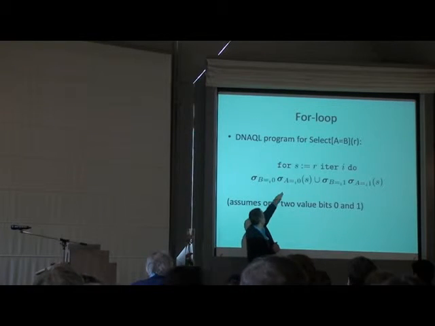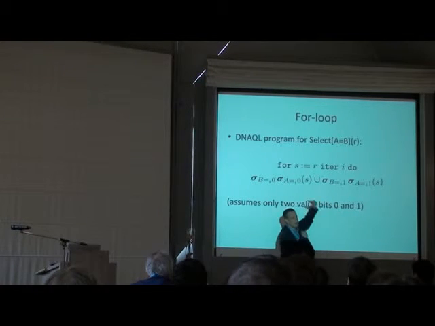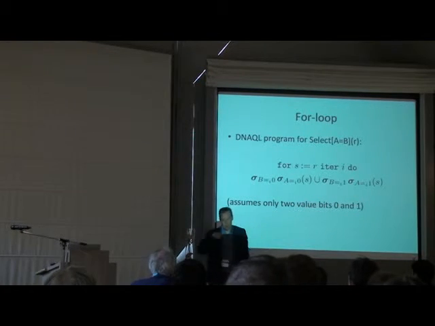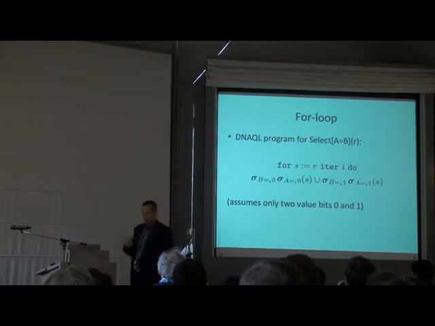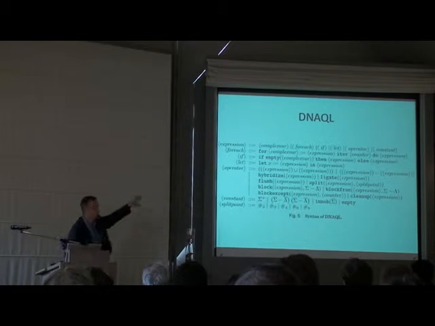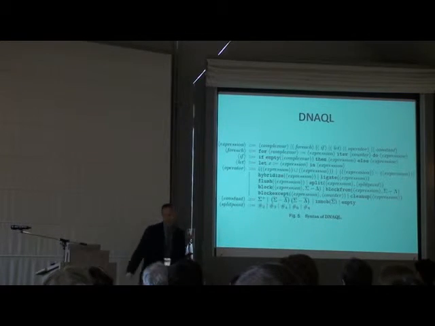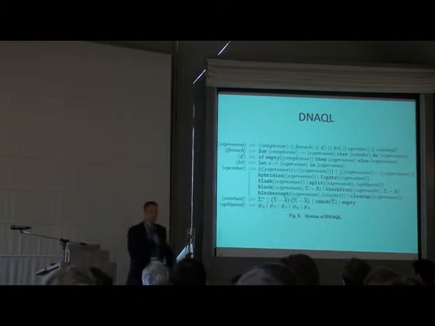Anyway, so we select the first bit of A should be 0, and the first bit of B should also be 0, or they should both be 1. And then you add that, and you continue with the second bit, etc. So our language is this one. This is the syntax. It is just a programming language like any other programming language, basically, except that its semantics is completely defined in terms of DNA complexes.